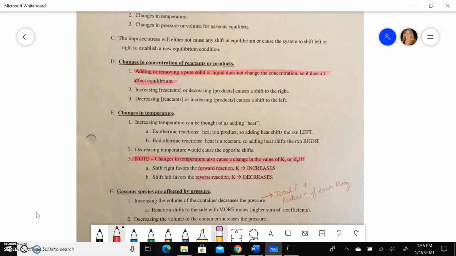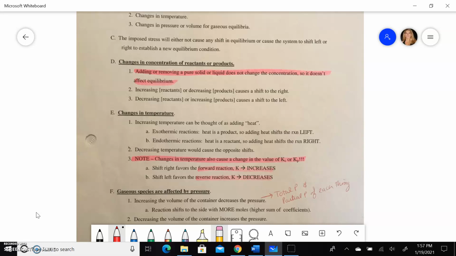And if you increase something, it's going to shift away from that thing. And if you decrease something, it's going to shift towards that thing. So for example, if you increase the reactants, it's going to shift towards the products. If you decrease the reactants, it will shift back towards the reactants.